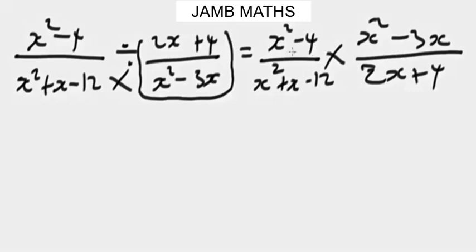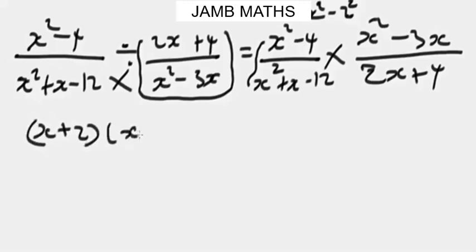Now, let's begin to factorize this so that we can get common factors that can cancel out. Let's begin with dealing with this expression at the left. When you factorize what you have at the numerator, this is the difference of two squares technique, because x squared minus 4 is the same thing as x squared minus 2 squared. Applying the technique, this is the same thing as x plus 2, x minus 2, over.